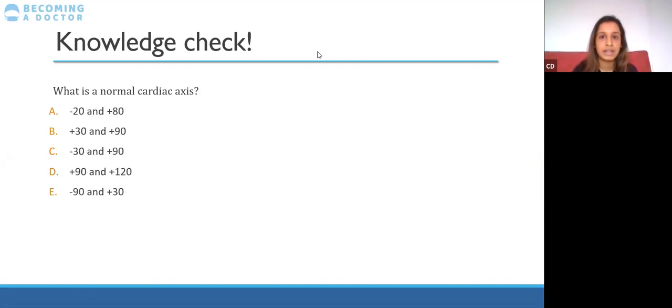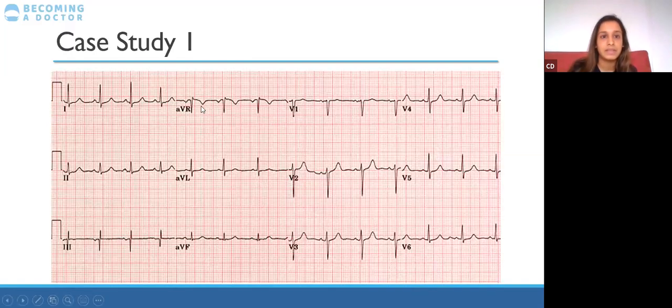So what is a normal cardiac axis? Let me stop sharing results and start the next one. There you go. What's a normal cardiac axis? This was quite a while ago, so hopefully you remember. Great. So overwhelming majority said C, minus 30 to plus 90, which is correct. Well done. And I have finally got a few case studies for you.